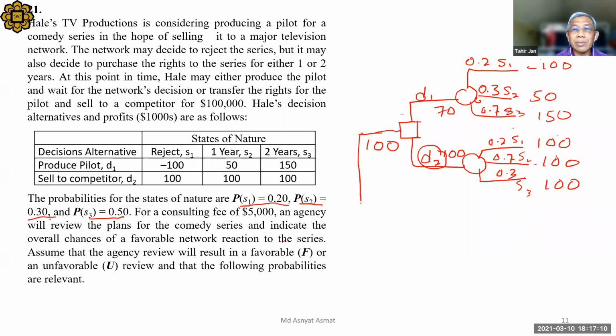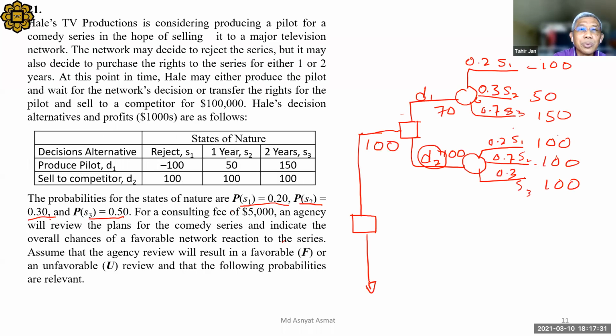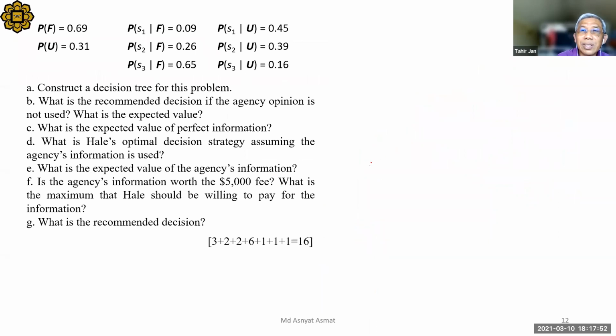So we are going to branch out if we do the market research. Okay, see downstairs, this one. So here you have two situations, favorable and unfavorable, F and U. Assume an agency, the probability is favorable or unfavorable, the two sets. So you're going to have another set of decision tree. This one is a continuation from the top just now.